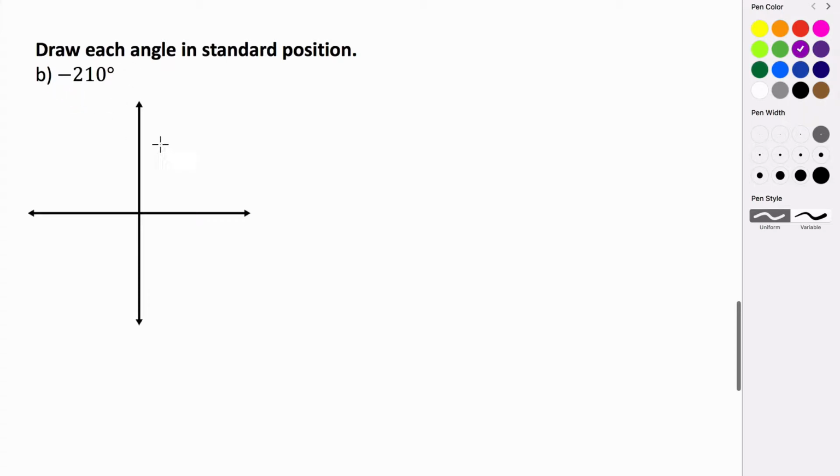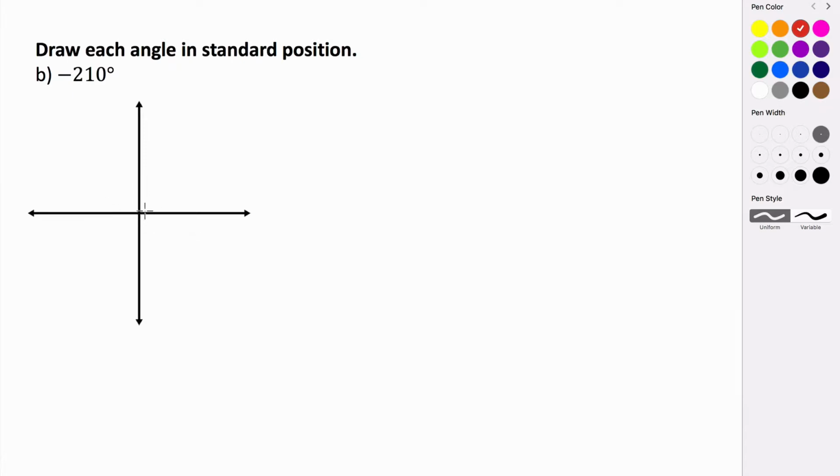So we want to draw negative 210 degrees in standard position. If we were dealing with the positive measure of 210, we know that that's between 180 and 270. It's somewhere in this quadrant. So that means we would have gone a full 180 plus some into the third quadrant if we were going in the positive direction. But this time we're going to go in the negative direction. So we're going to go negative 180 plus a little extra.